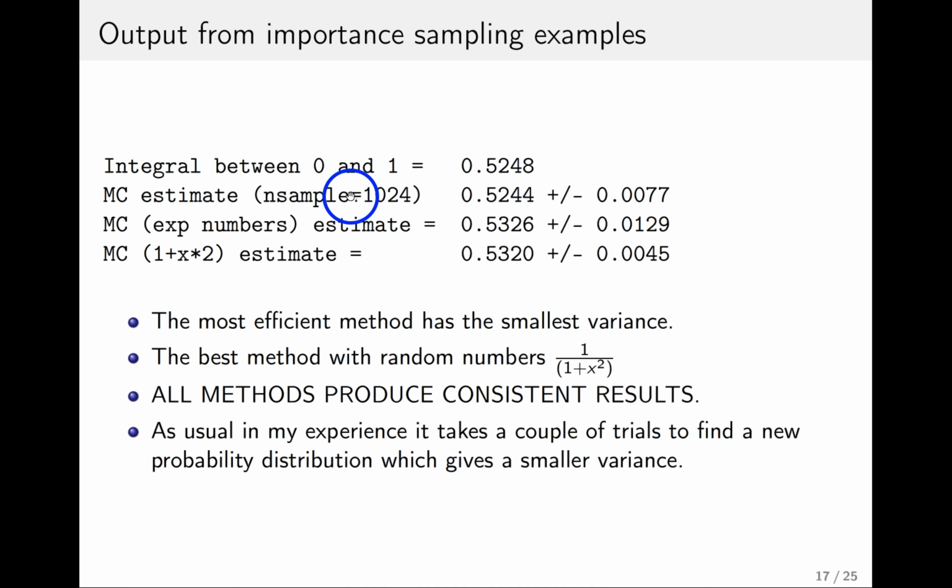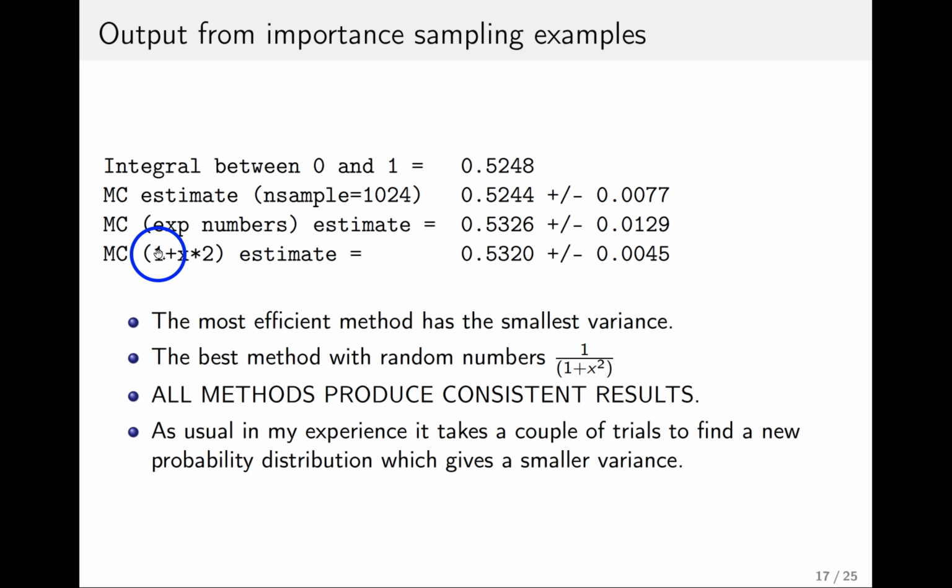If we do a standard Monte Carlo estimate with just random numbers between 0 and 1, we get 0.5244, with an error of 0.0677. That's consistent with the number at the top. If you use exponential random numbers, we get 0.5326, with an error of 0.129. So in this case, using exponential random numbers has not decreased the error compared to using just random numbers between 0 and 1.